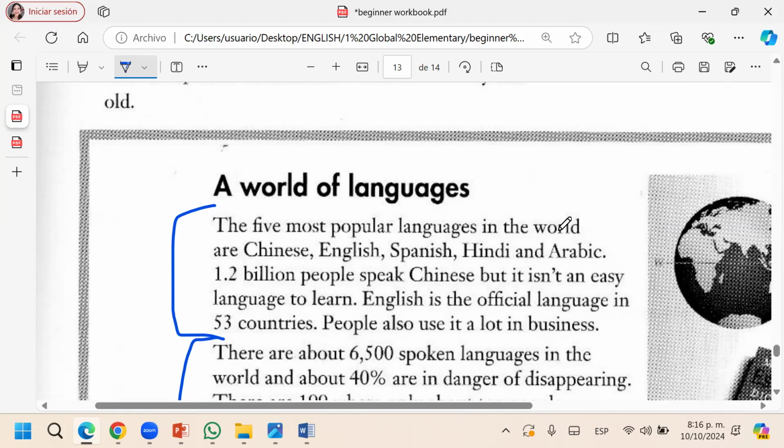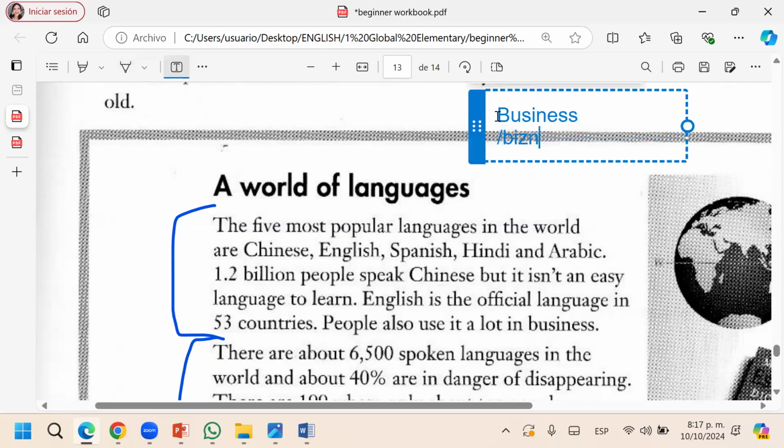1.2 billion people speak Chinese, but it isn't an easy language to learn. English is the official language in 53 countries. People also use it a lot in business. Business. Let me write here. Business.